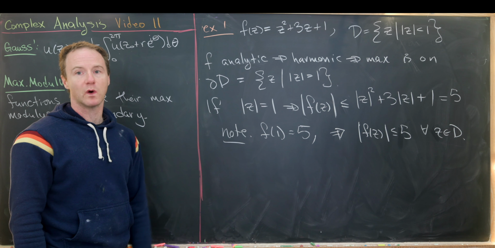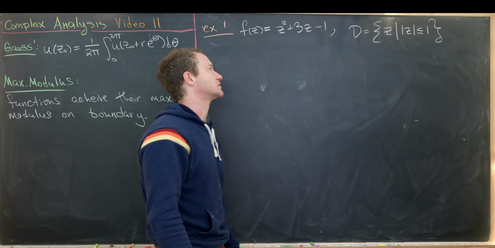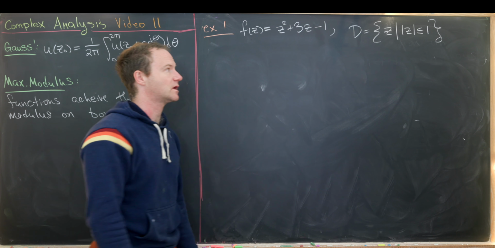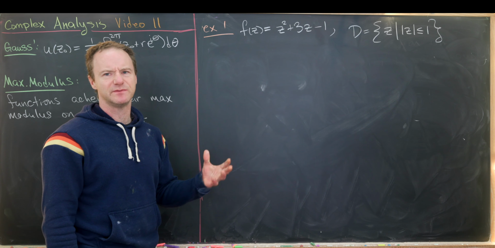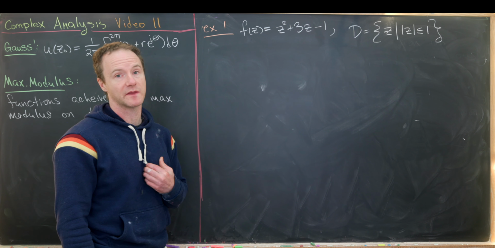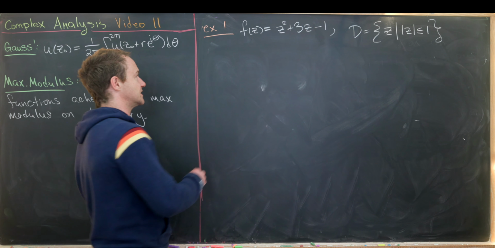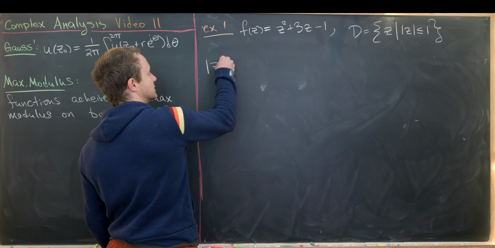Okay, so let's do one more example. So here we've got a slightly tweaked example. So we've got f of z is equal to z squared plus 3z minus 1. And now let's set D to be that closed unit disk. So by the maximum modulus principle, we know that the maximum modulus will occur on the boundary. So we might as well parameterize the boundary. And we can do that as follows.